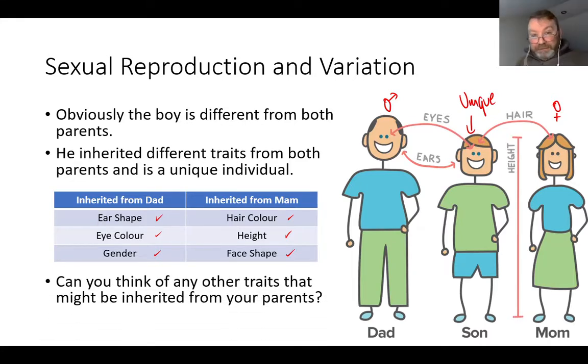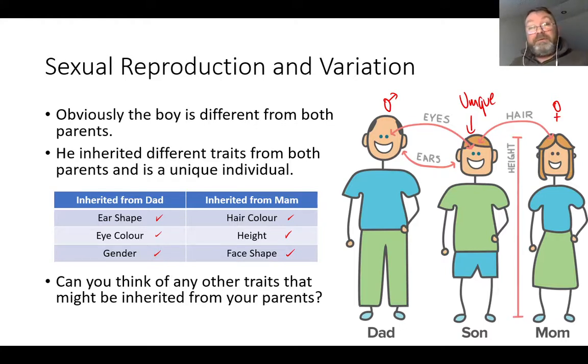Can you think of anything else? Now, I want you to think about this. Can you think of any other traits that you may have inherited from your parents? Just think about that for a moment. Is there anything else that you may have inherited from your parents? Have a look and see. Ask your parents, have I inherited anything from you? Have a look and see.